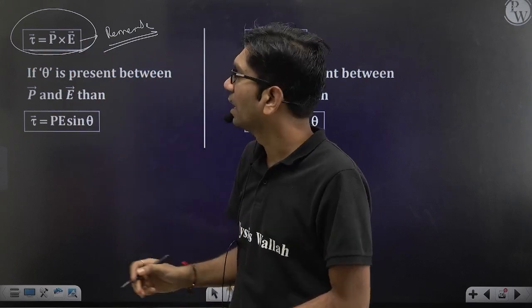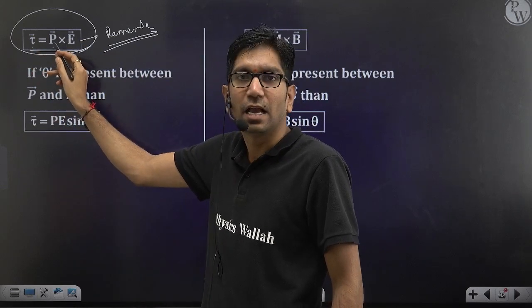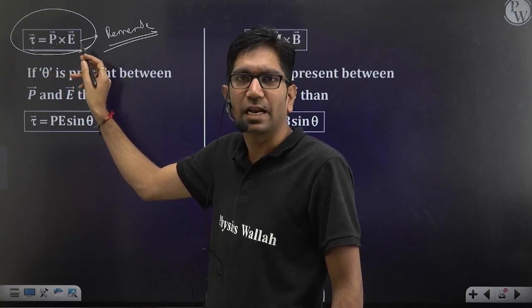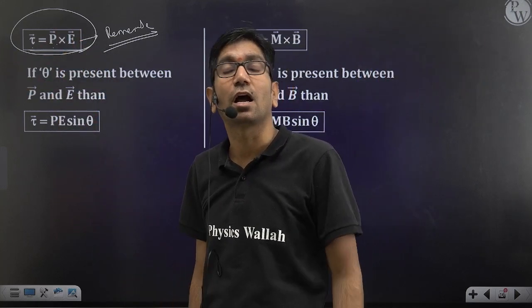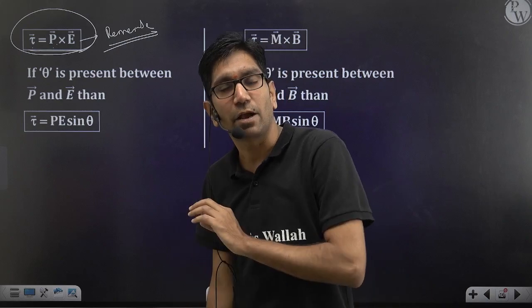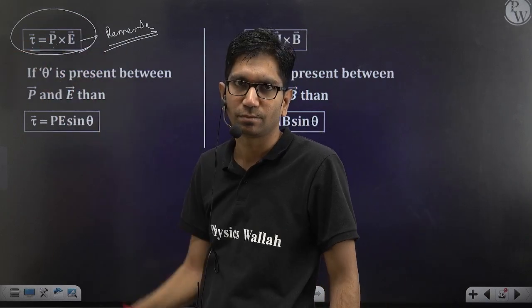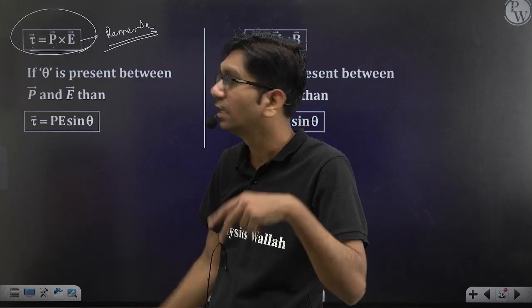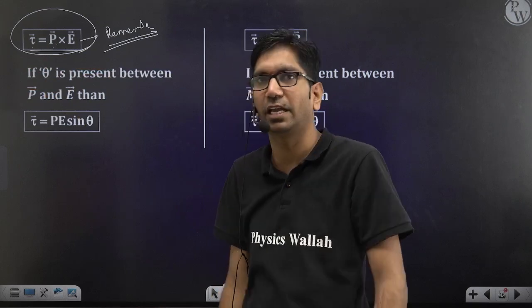Next condition is what? The torque, the electric dipole and the electric field intensity should be perpendicular to each other, always. This is a speciality of the cross product. In a cross product, everything should be perpendicular to each other. It looks like 3D.